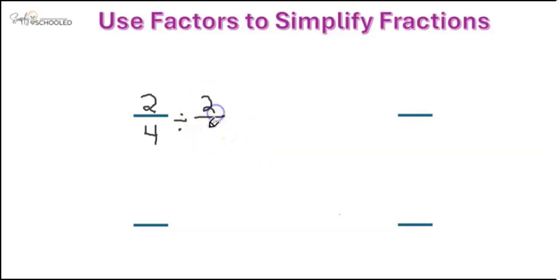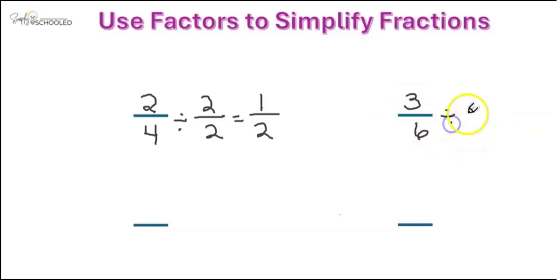So if we divide by 2/2, then 2 divided by 2 equals 1. 4 divided by 2 is 2. So to simplify 2/4 to 1/2, you divide by 2/2. So you have to know the factors to be able to simplify. So let's try another one. What about 3/6?